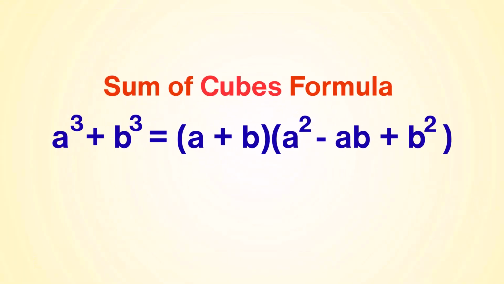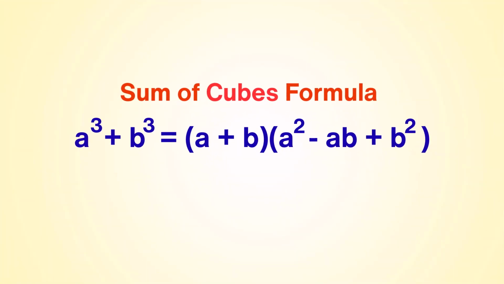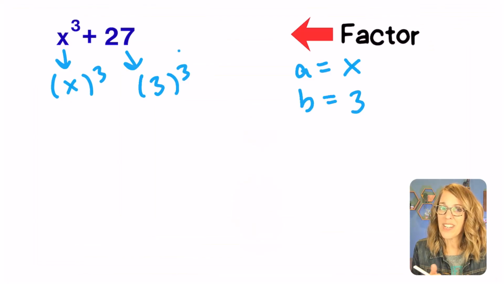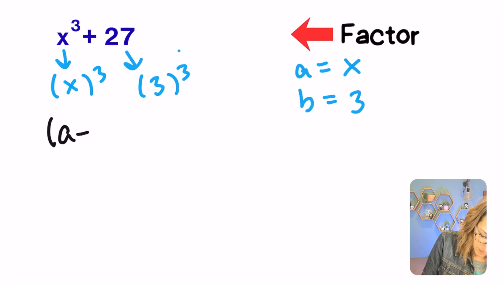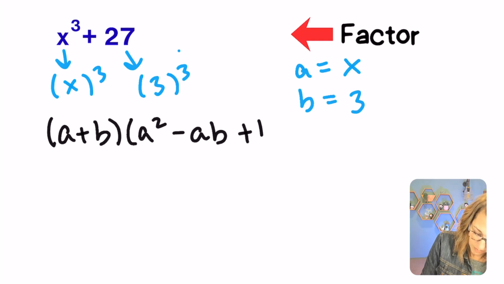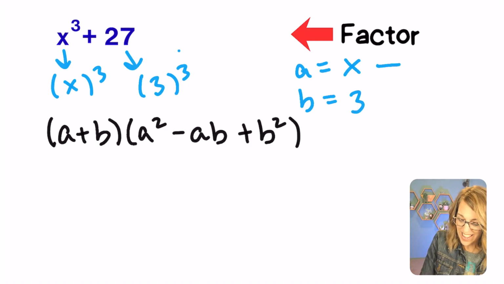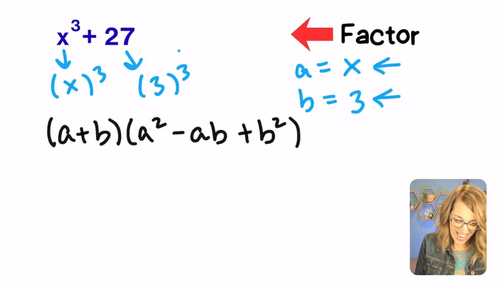So when I use this formula, it looks really similar to the last one, but you'll notice that where the difference of cubes starts with the difference a minus b, the sum of cubes starts with the sum a plus b. All of the letters are the same, but we change the sign now, so we get a difference next, and then always a plus b squared at the end. I'm going to put that underneath our example. And we're ready to substitute our values of a and b. That's my x and my 3.